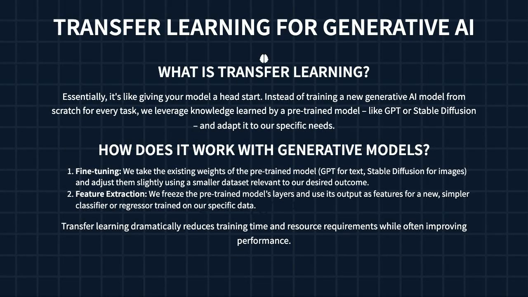Okay, let's talk about how we can make generative AI even more powerful using something called transfer learning. Think of it like this: instead of starting from zero every single time we want a model to do something new, we give it a boost by building on what it already knows. Specifically with models like GPT and Stable Diffusion, they've been trained on massive amounts of data, text or images, respectively. So, transfer learning means taking those existing brains, adjusting them slightly using our own smaller data set, and bam, we get better results faster than if we were training from scratch.